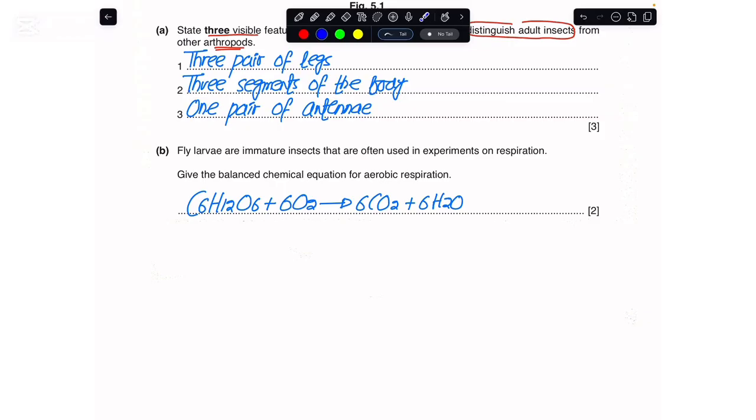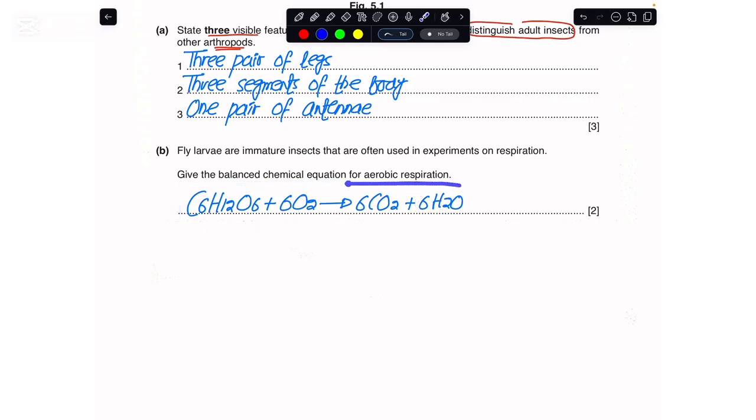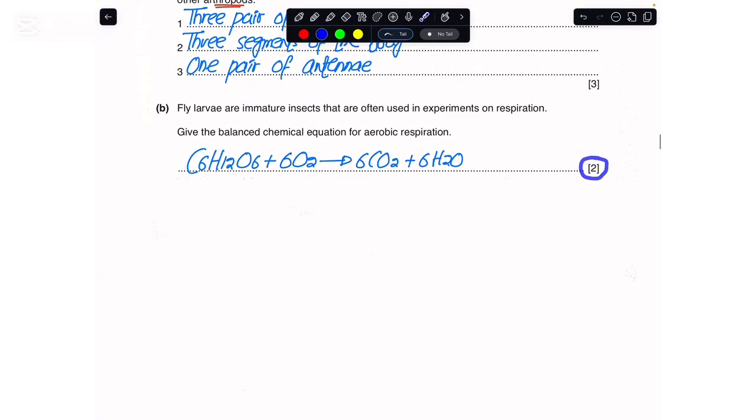They are asking you to give the balanced chemical equation for aerobic respiration. So here comes the formula for glucose, which is C6H12O6. We are required to react it with 6 molecules or moles of oxygen gas, and we would end up with 6 molecules of carbon dioxide gas, and we would make 6 moles or molecules of water. So this is the chemical equation that applies for aerobic respiration, and the learners and students are required to remember it. You see, the examiner has given 2 marks for this.